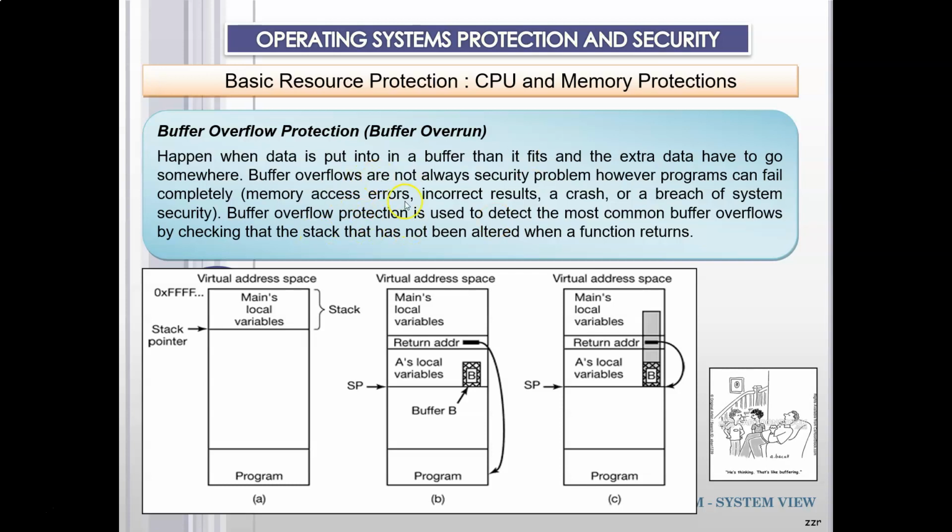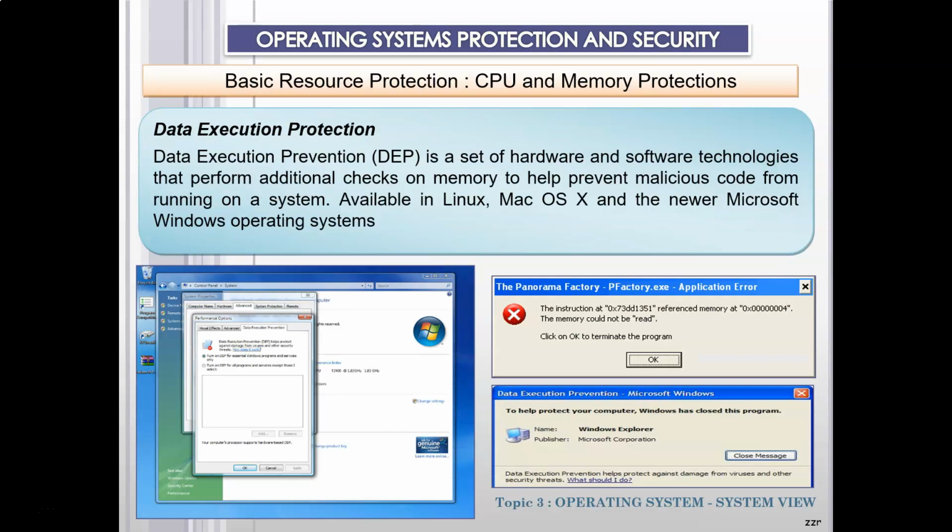Buffer overflow protection is used to detect the most common buffer overflows by checking that the stack has not been altered when a function returned. The example of a buffer overflow error is like this. When you run a program, you suddenly feel that your operating system hangs or lags. For example, you run Photoshop and suddenly you feel a lagging or hanging in your Photoshop software. That's an example of a buffer overflow error.